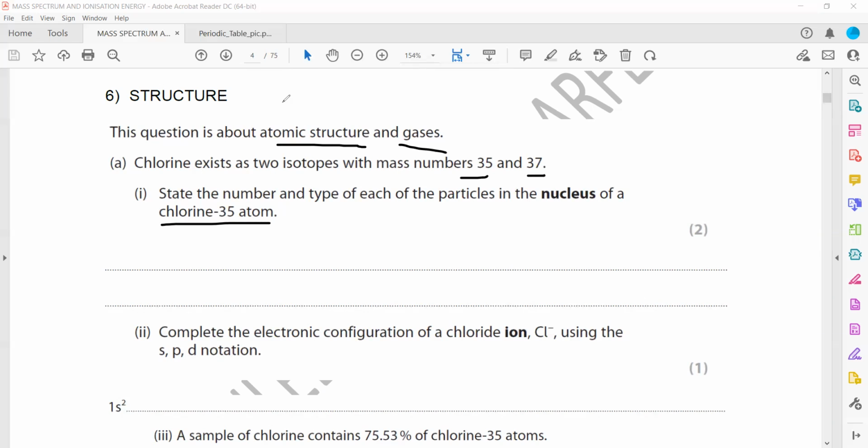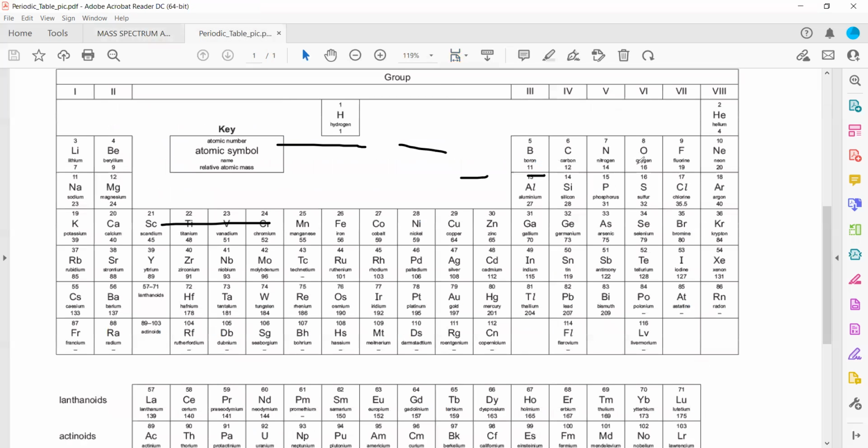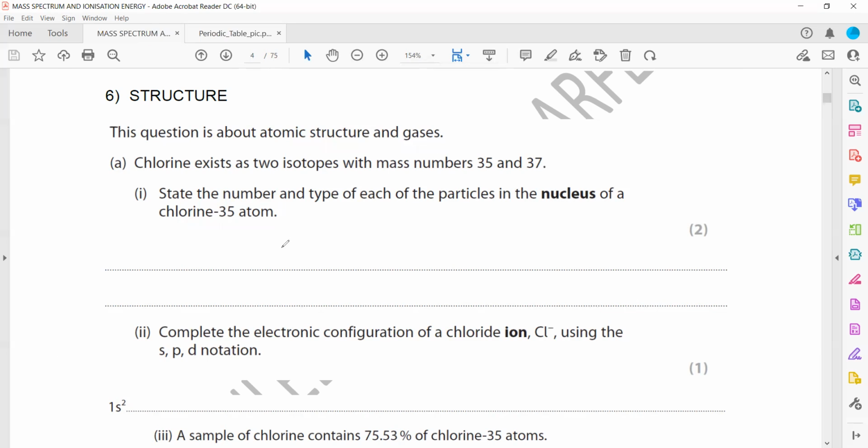So when you check the periodic table, you'll find chlorine is 17. If chlorine is 17, it means it will have 17 protons. And 35 minus 17, so it will be 18 neutrons. They only ask about the nucleus, that's why we don't have to mention anything about electrons. If you mention electrons, you will not score a mark.